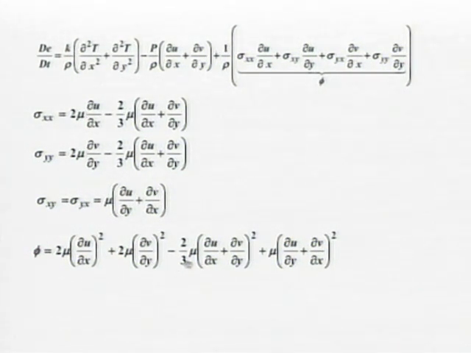If I substitute that and call this whole term phi, it is called viscous dissipation; I will discuss its importance a little later. If I substitute for sigma xx, sigma yy, sigma xy, which are there, and call that phi, that phi turns out to be this. It is all gradients. What is del u by del x? Stretching. Del v by del y? Stretching in the y direction.